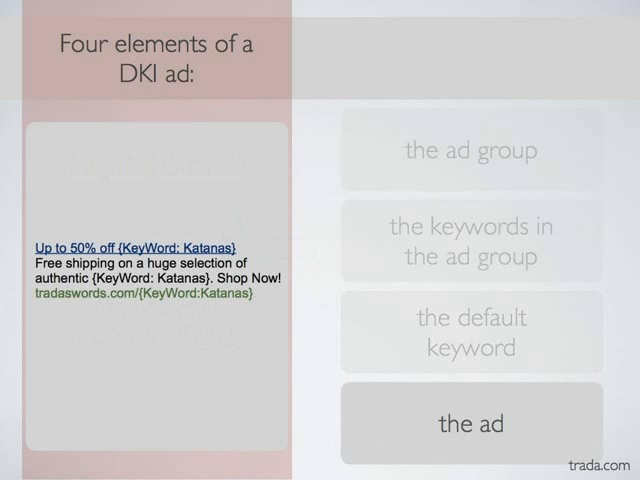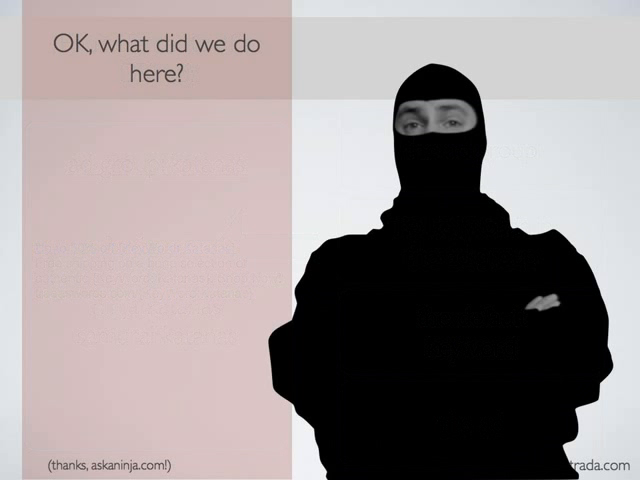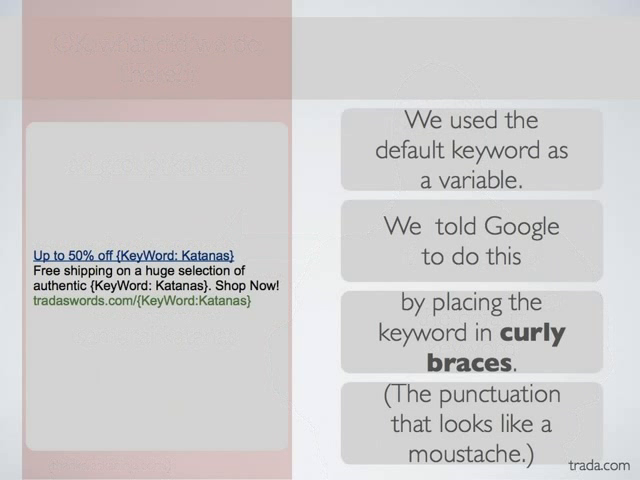Right. So then you write your ad in this format. I'm just going to let you guys take a look at that for a second, but we're going to go deep on it in just a second. So we're going to talk about what we actually did here. You use the default keyword as a variable, and you place it in these curly braces. That's the punctuation that looks like a mustache. And you can see that we've actually put the word keyword right before the word katanas. We'll dig into what that keyword means as well. There's some syntax we want to talk about, and we'll get deeper into that later in the presentation. So, putting the word keyword along with your default keyword in those curly brace mustaches.